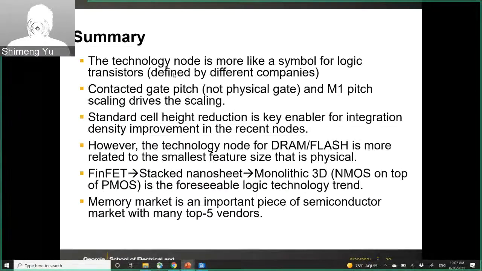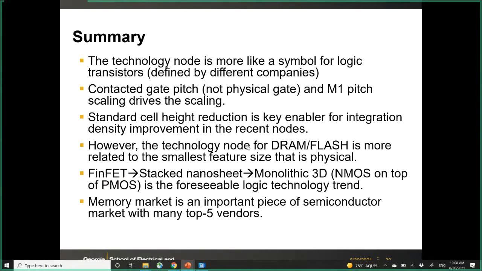All right, let's have a quick summary. We talked about the technology node, which nowadays is more like a symbol for the logic transistor. This is defined by different companies, who may have different design and naming strategies. The contacted gate pitch, CGP or CPP, and M1 pitch determine the density of the logic transistor. We also see the standard cell height can be reduced in FinFET technology nodes because we can make the fin higher and higher. In the future, for the stacked nanosheet, we can make the number of sheets more and more. So you go vertically, and then you can make the lateral space in the standard cell smaller and smaller.